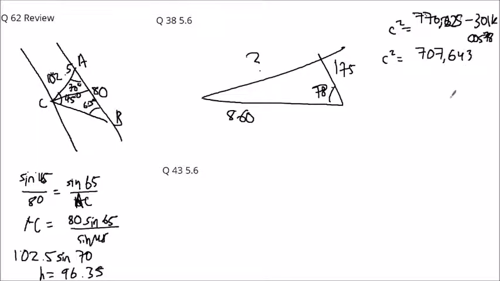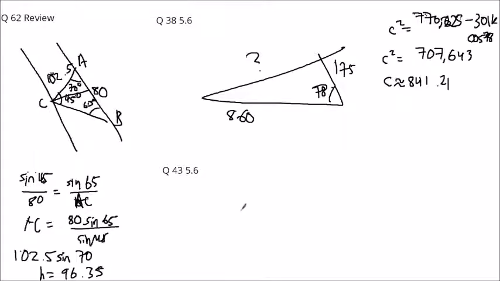And then take that and take the square root. Right, so 707,643, take the square root. That will give you roughly 841.21. There you go. So that was 43 on 5.6.